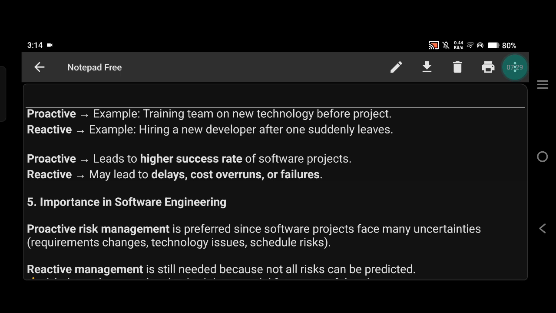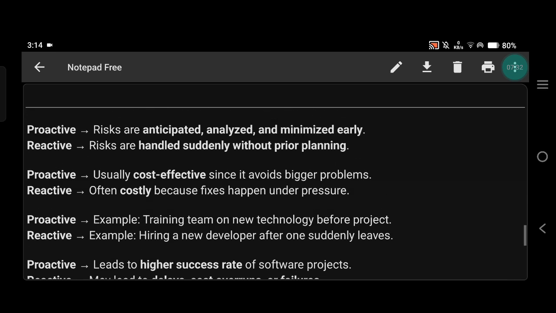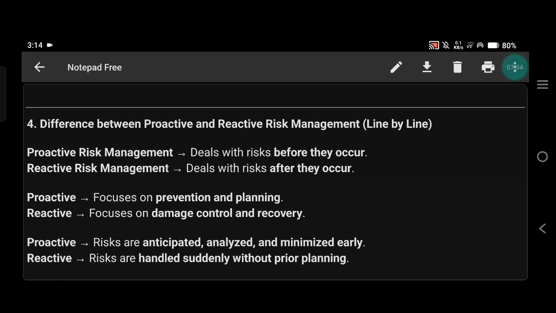Okay, see, difference between proactive and reactive risk management. First is proactive deals with risk before they occur. Okay, reactive deals with risk after they occur. Then proactive focuses on prevention and planning. Other side, reactive focuses on damage control and recovery. Okay, then proactive risks are anticipated and minimized early. On the other hand, reactive risks are handled suddenly without planning.